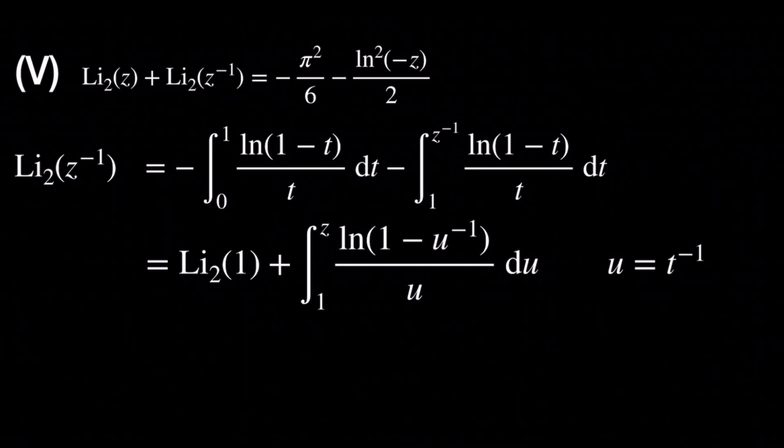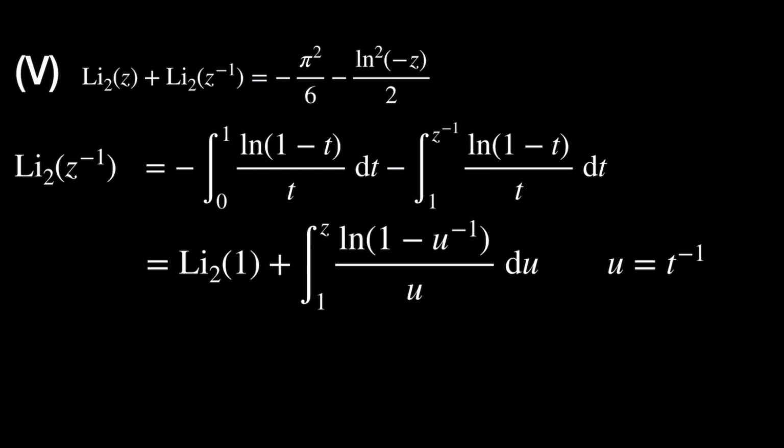Now, for the second integral, we're going to perform a change of variable. We're going to put u equals t to the negative 1, or if you want t equals u to the negative 1. And then the integral is going to turn into the integral from 1 to z. So plus integral from 1 to z of log of 1 minus u to the negative 1 divided by u du. Now let's look at the argument of the log.